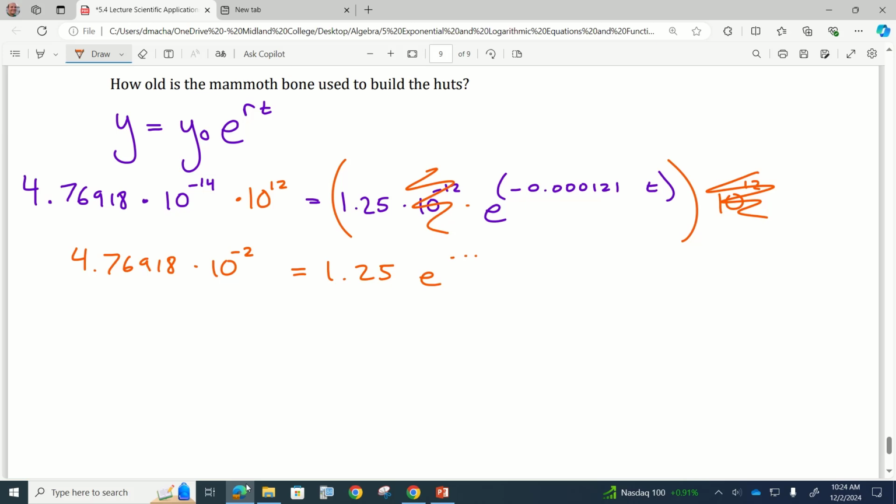So 10 to the negative 2, that means 1 divided by 10 to the 2 power, and that's 1 divided by 100. And if I divide by 100, that just means I move the decimal place over. And so I would say this is 0.04766918 divided by 1.25. And that's equal to e to the power negative 0.000121 t.